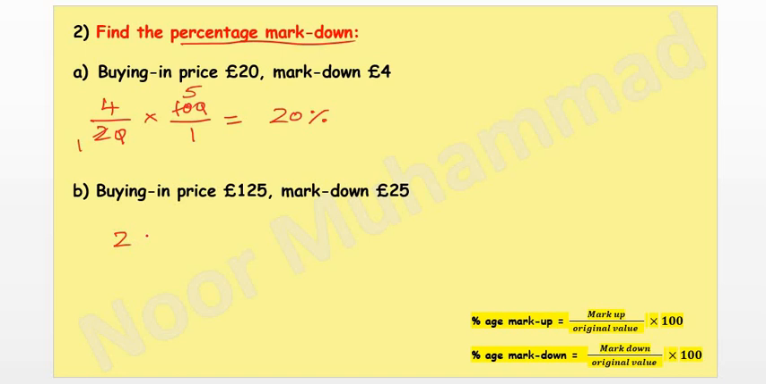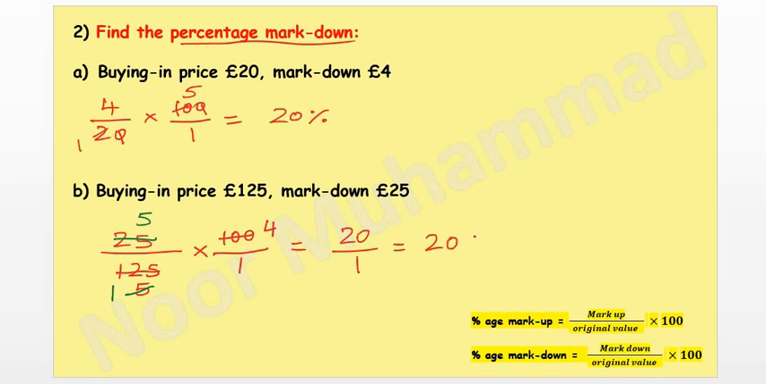For the next one, you can say 25 out of 125, multiply it by 100 out of 1. Now 100 and 125 both are in the multiplication table of 25. So 25 times 4 is 100, 25 times 5 is 125. And similarly here 25 and 25 could be simplified with the multiplication table of 5. 5 times 1 is 5 and 5 times 5 is 25. So finally we will get 5 times 4 is 20 out of 1 equals 20%.